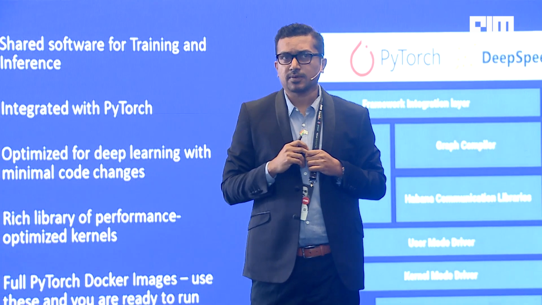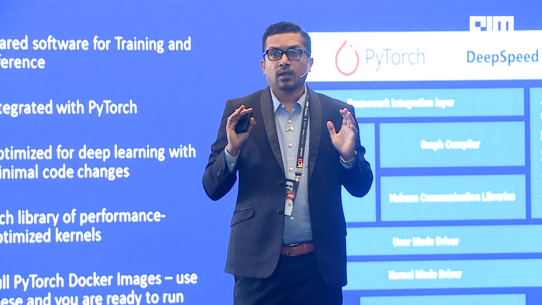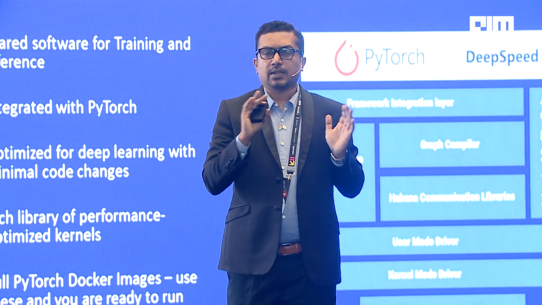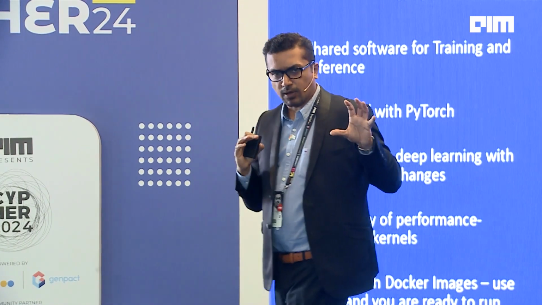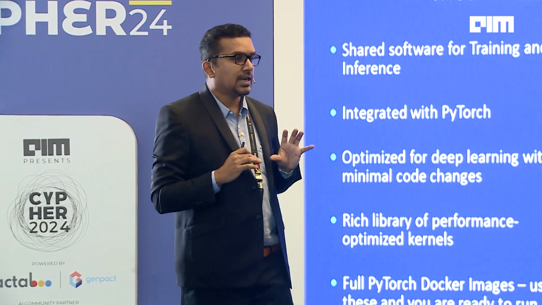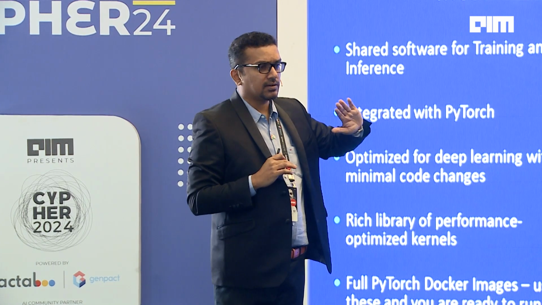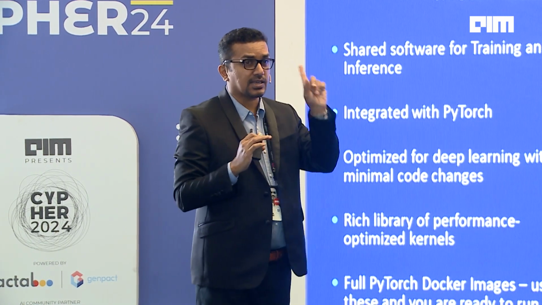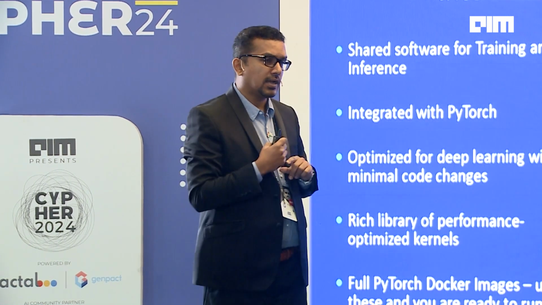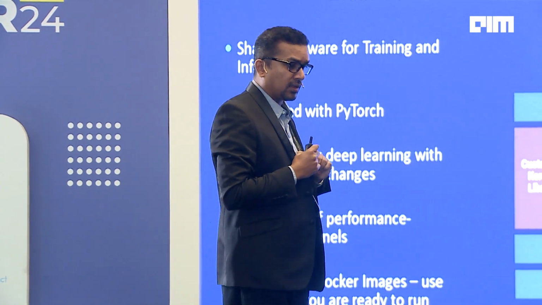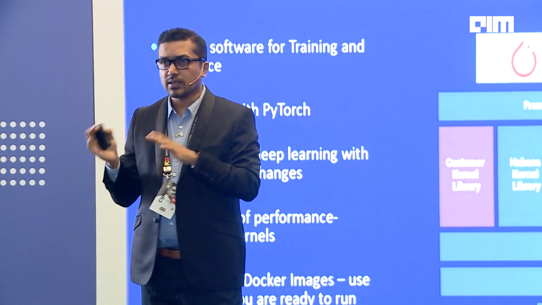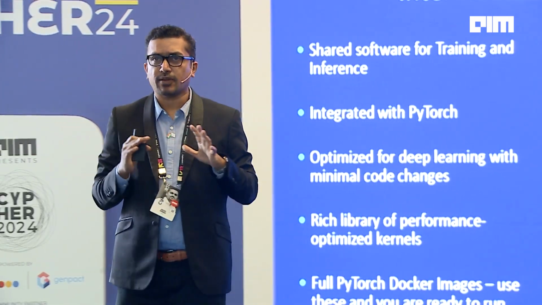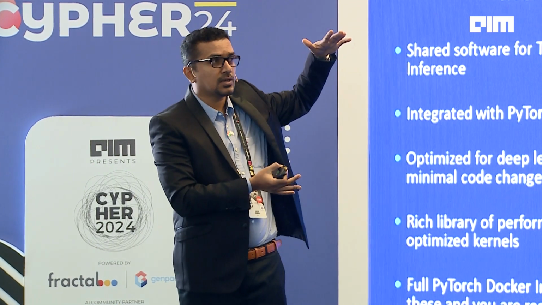DeepSpeed is an open source framework specifically meant for dealing with multiple cards. If you have multiple cards or multiple systems and you want to deploy one model on those multiple systems, DeepSpeed will make sure that all the multiple systems behave like a single system for the external model. Let's say you have a 500 billion parameter model, and definitely you will need multiple Gaudi systems for that, right? So you can use the DeepSpeed framework.